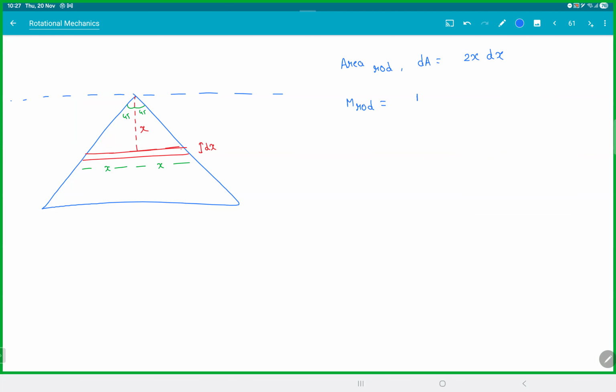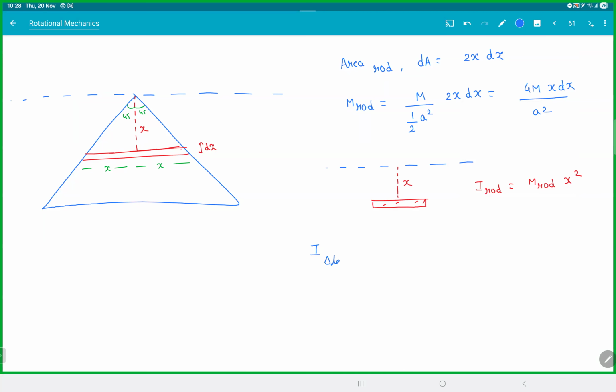Mass of the rod will be mass by total area, half into base into height a square, into 2x dx. That will be 4mx dx by a square. Now here, this rod is parallel to the axis, right? All the points are at a distance x. So I of the rod will be m of the rod into x square. That is the reason we chose the rod. And then you're done actually.